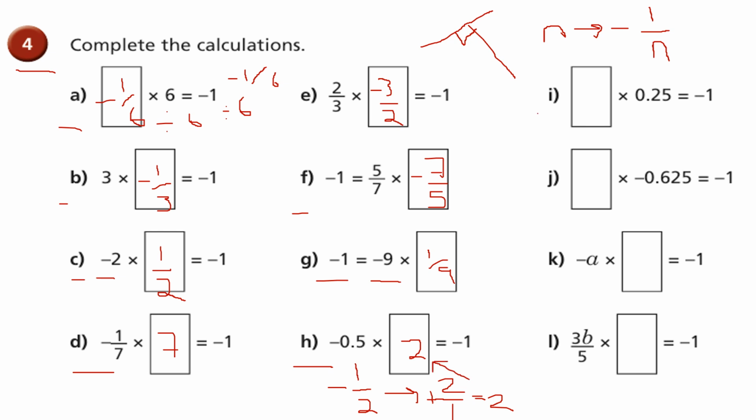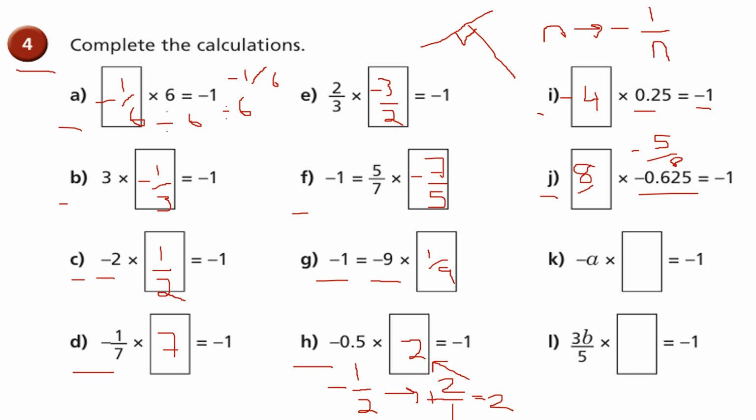Part I, something times a quarter is -1. Well, that'll be -4. Again, if you're unsure, divide by 0.25 on both sides. You will get -1 divided by 0.25, which gives you -4. Part J is a bit trickier. Something times -5/8 is -1. 0.625 is 5/8, so the answer will be 8/5.